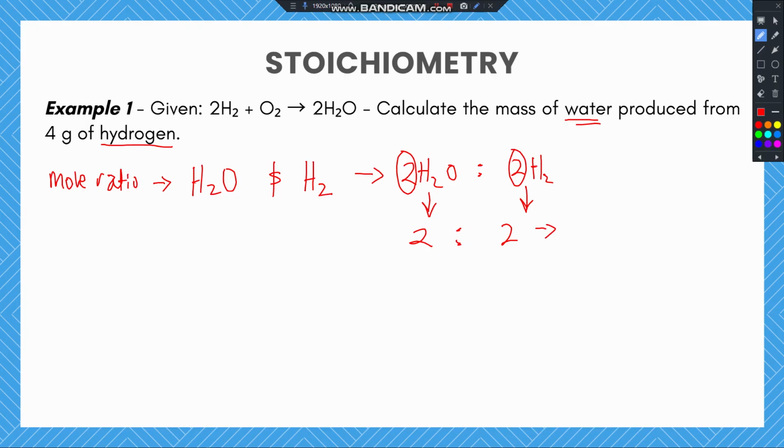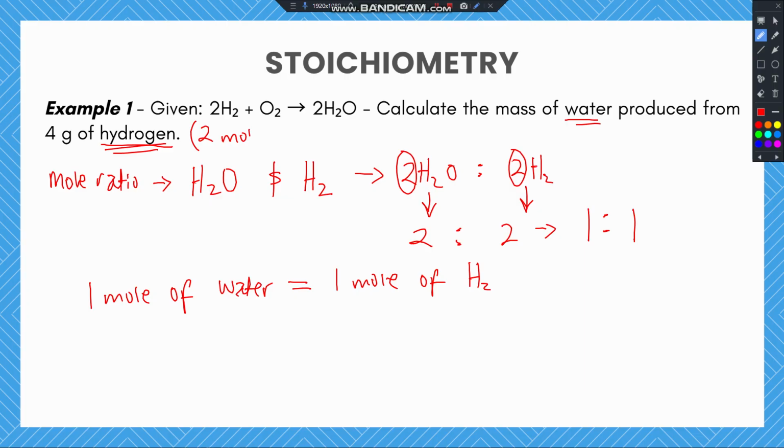So we can simplify this to become 1:1. So in simple terms, what this is saying is 1 mole of water is produced by 1 mole of hydrogen, H2. So we have extracted the mole ratio. Step number 3 would be to apply the mole ratio to get the number of moles of substances that we're looking for. Now remember that we converted these 4 grams of hydrogen to become 2 moles.